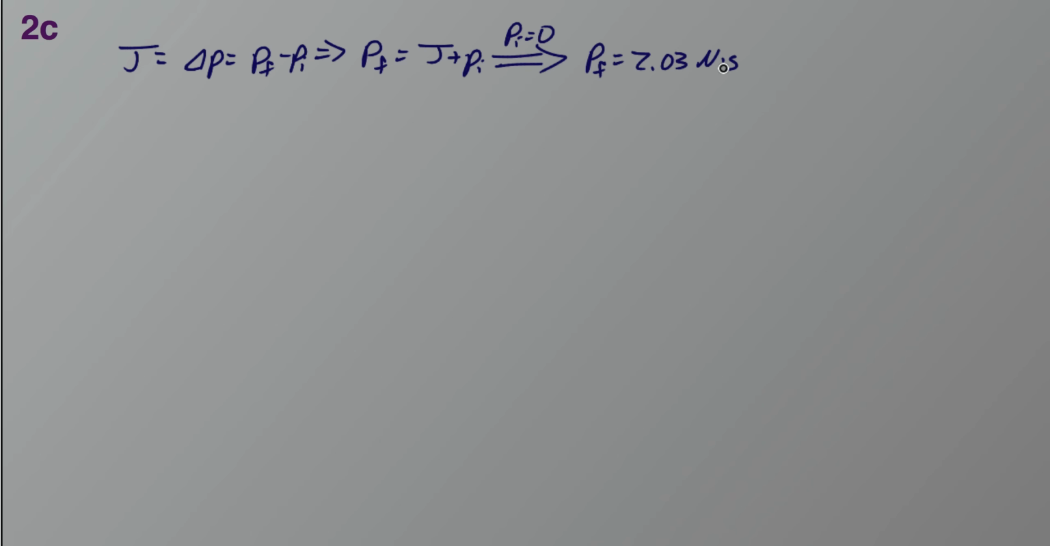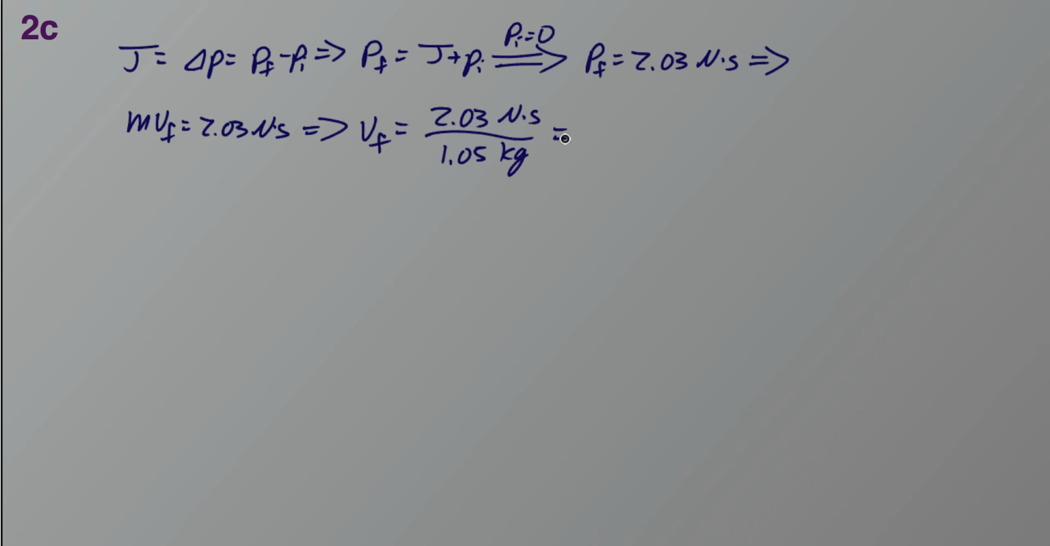And here we're using Newton's third law, recognizing the force one way is equal to the force in the opposite direction, and that conservation of momentum. Therefore, P final is 2.03 newton seconds. Mass times velocity final must be 2.03 newton seconds, or velocity final is going to be our 2.03 newton seconds divided by our mass, which for our second cart is 1.05 kilograms, giving us a velocity of 1.93 meters per second.